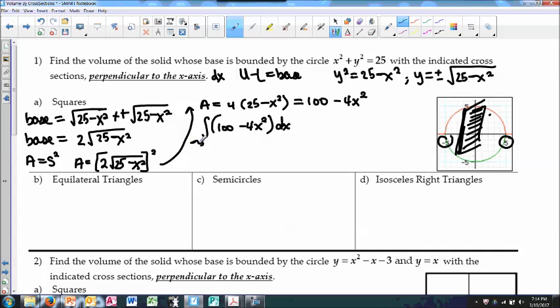So negative 5 to 5, since both of these are even functions, meaning I have x squared and x to the 0, that means I can really multiply by 2 and integrate from 0 to positive 5, because the left-hand side and the right-hand side are really equal in an even function. So I can do 1/2 of the shape and then double it. So it's going to make this a little easier to simplify.